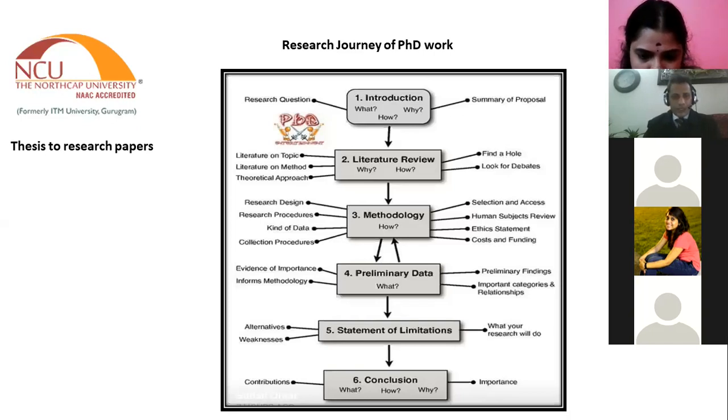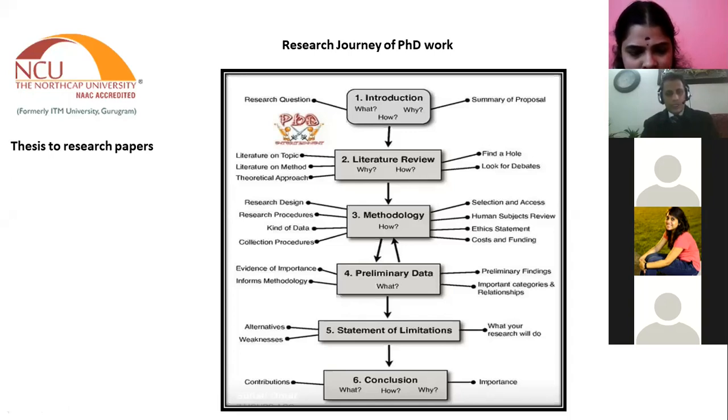Writing the thesis, the chapters are placed like this, which I have displayed in this slide, starting from the introduction. While we write the introduction, these are the heads we follow: summary of the proposal or the research questions, and then the literature review, why and how, what to look for, debates, then literature on topic, literature on method, and theoretical approach. The literature review is the most important part of any research activity, because it also identifies the research gaps on which we are going to do the PhD work.